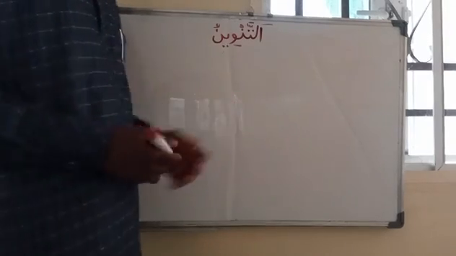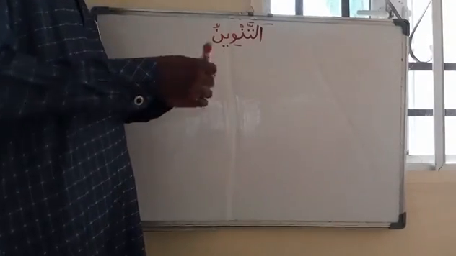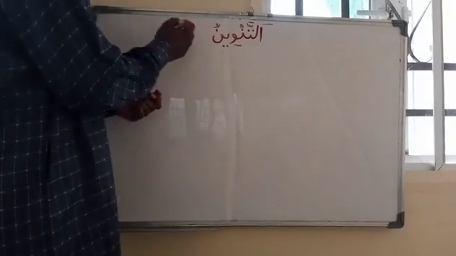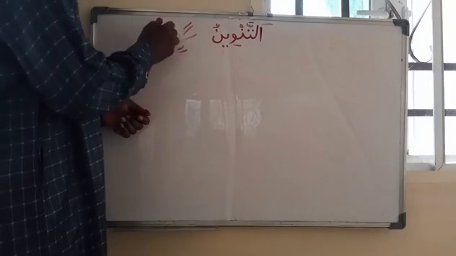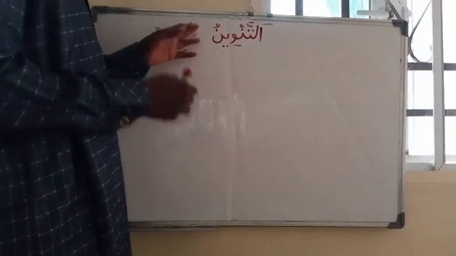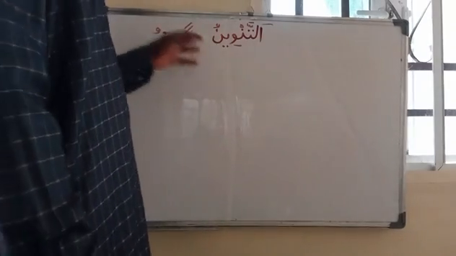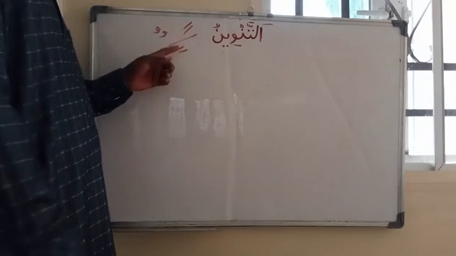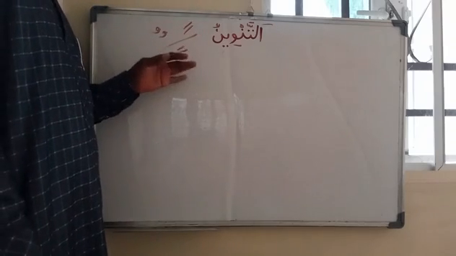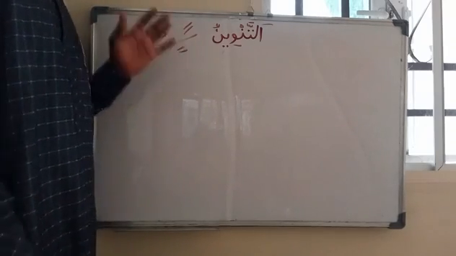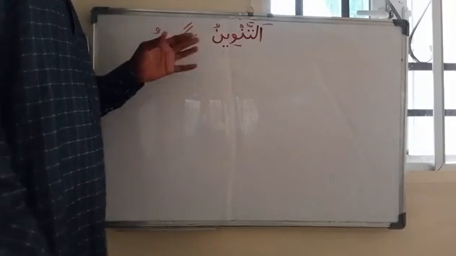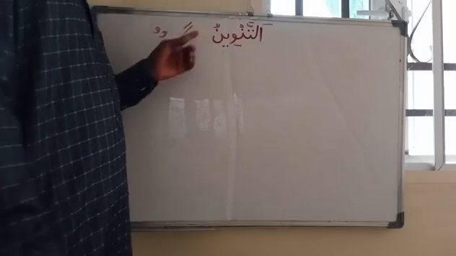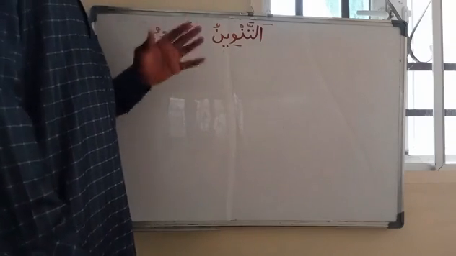So simply when we say tanween, it is identified by harakatani. These are the indicators of a tanween. Whenever you have a double fatha, which we call fathatani, a double kasra, kasratani, or a double damma, dammatani, then we have a tanween. So we call them tanween.